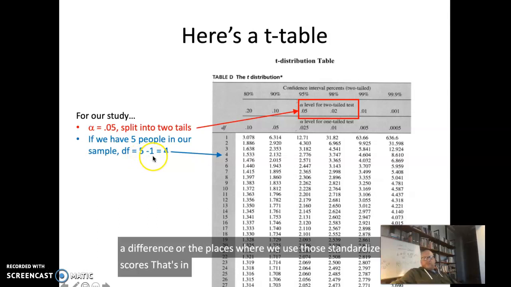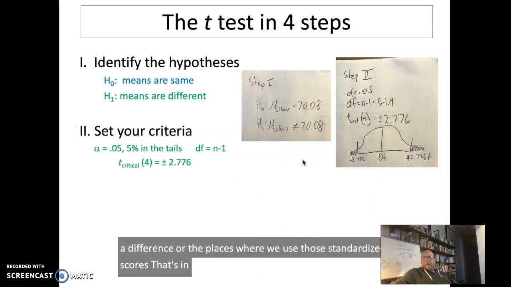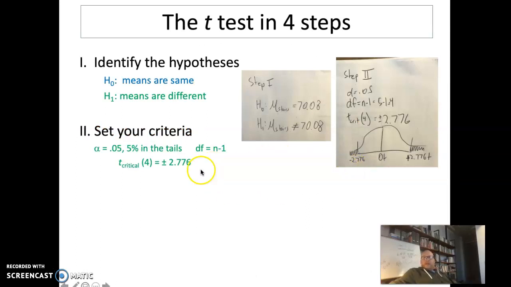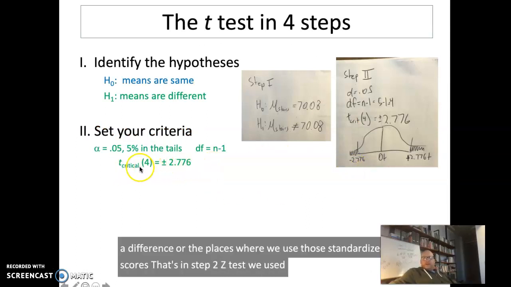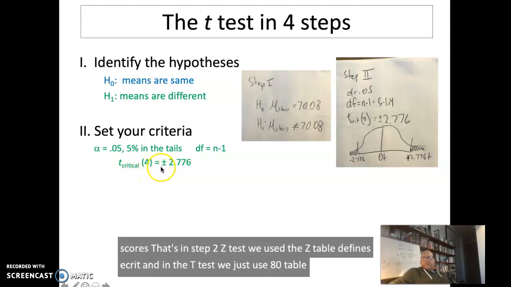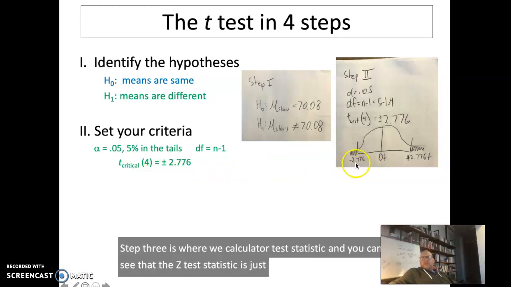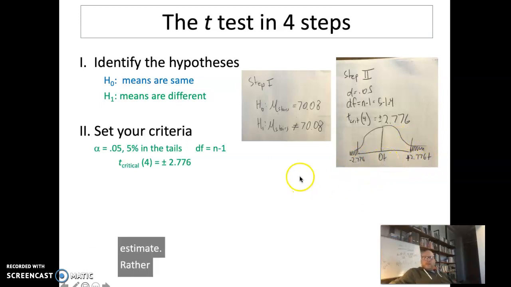5 people minus 1 is 4. So I see where those two connect, and I see that my critical value of t is 2.776. All right, so let's take that back here. In step 2 then, what I did is I identified a critical value of t, 4 degrees of freedom, is plus or minus 2.776. So I sketched that over here, marked it off. Of course, the average t-score is 0.